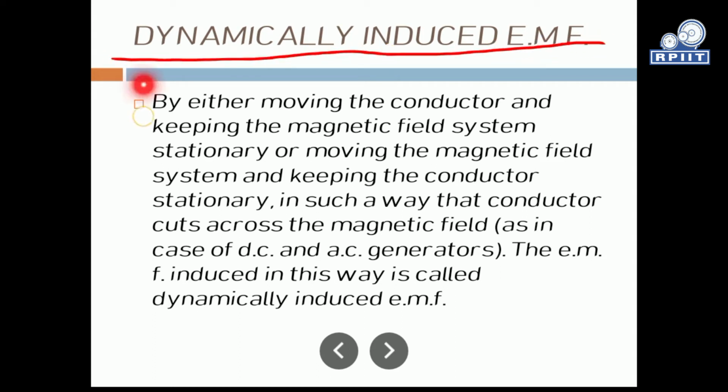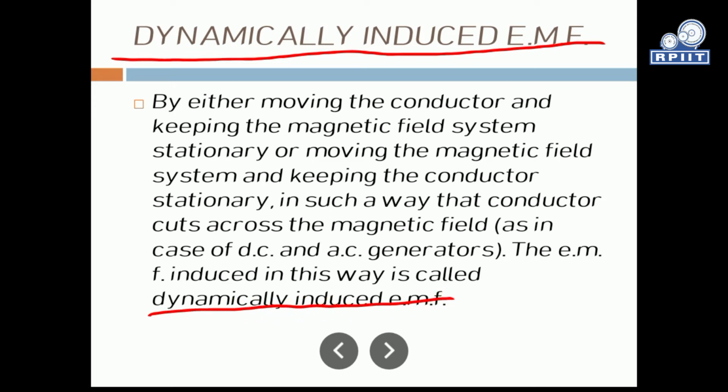By either moving the conductor and keeping the magnetic field system stationary, or moving the magnetic field system and keeping the conductor stationary in such a way that the conductor cuts across the magnetic field, the EMF induced in this way is called dynamically induced EMF.